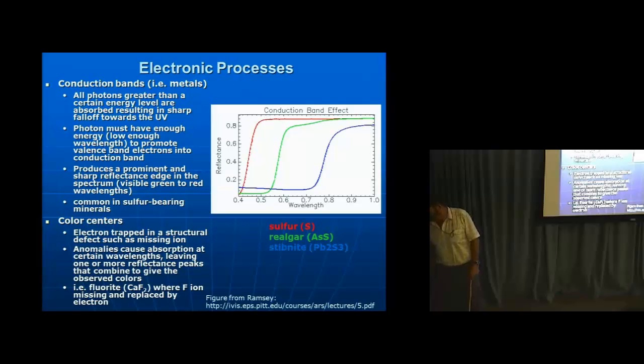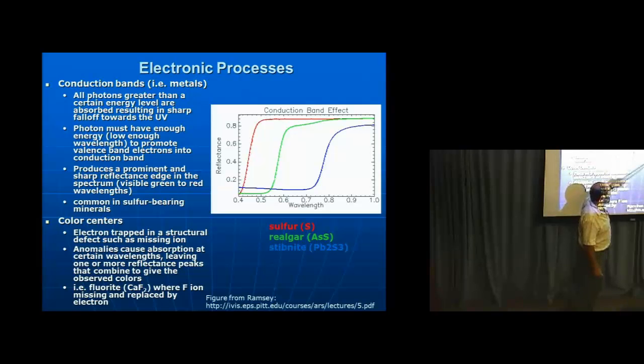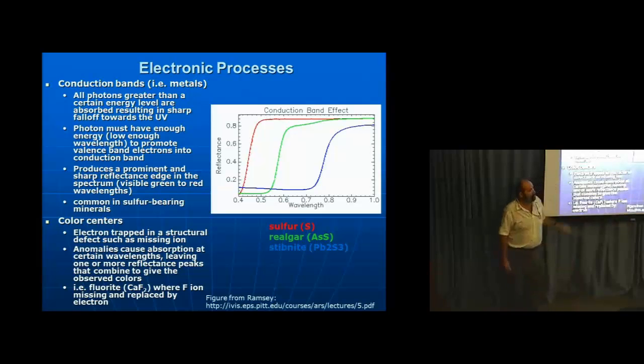We see conduction bands and color centers. I'm really not going to talk much about those, but just suffice it to say that they cause color, which is really kind of self-explanatory. They cause absorption at wavelengths where you see, for example, this one has a peak here near 0.6. That's going to be a red color center. This will be a blue color center, and so forth.